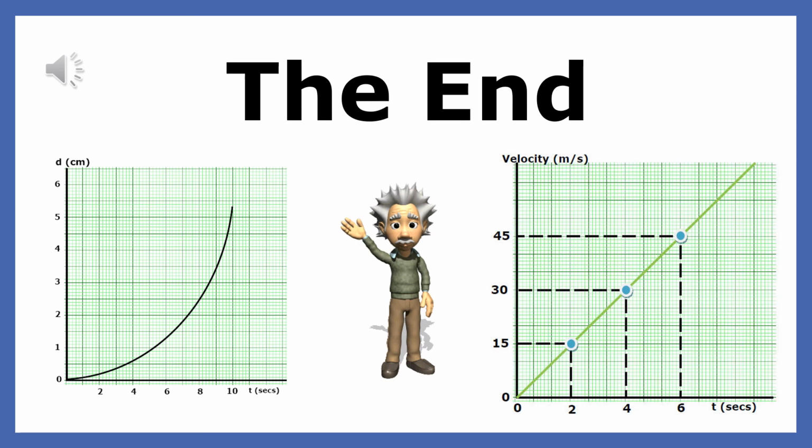In this presentation, you learned that you can interpret the motion of a plot by looking at y-axis changes and the slope. You learned that when a d versus t plot has a smoothly increasing or decreasing slope, it shows a constant acceleration. When a velocity versus time plot has a constant slope, it also shows constant acceleration. This is the end of my presentation on interpreting complex motion plots.